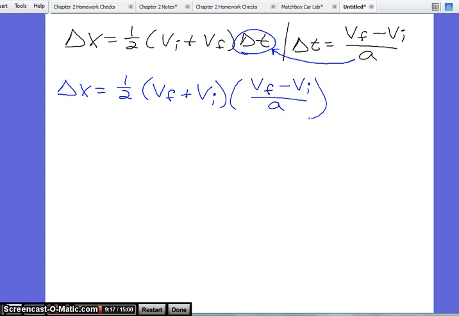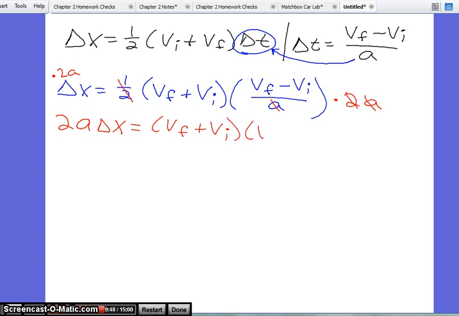Now we're going to rearrange this equation to make it look a little nicer. We're going to clean it up. So the first thing I'll do is multiply by 2 on each side and also by a on each side. Well, if I multiply by 2 on the right-hand side, it gets rid of the 1/2. And if I multiply by a on the right-hand side, it gets rid of the a. So I'm left with vf plus vi times vf minus vi.